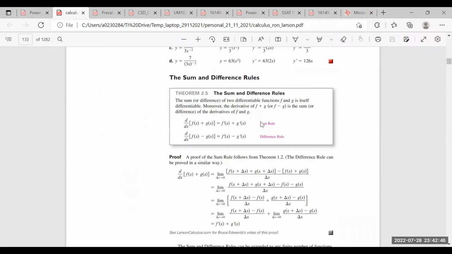Okay. Sum and difference rules. So if you have two functions f of x and g of x, which are differentiable on a certain interval, then d by dx of f of x plus g of x is f prime of x plus g prime of x. Same thing for subtraction. D by dx of f of x minus g of x is f prime of x minus g prime of x.